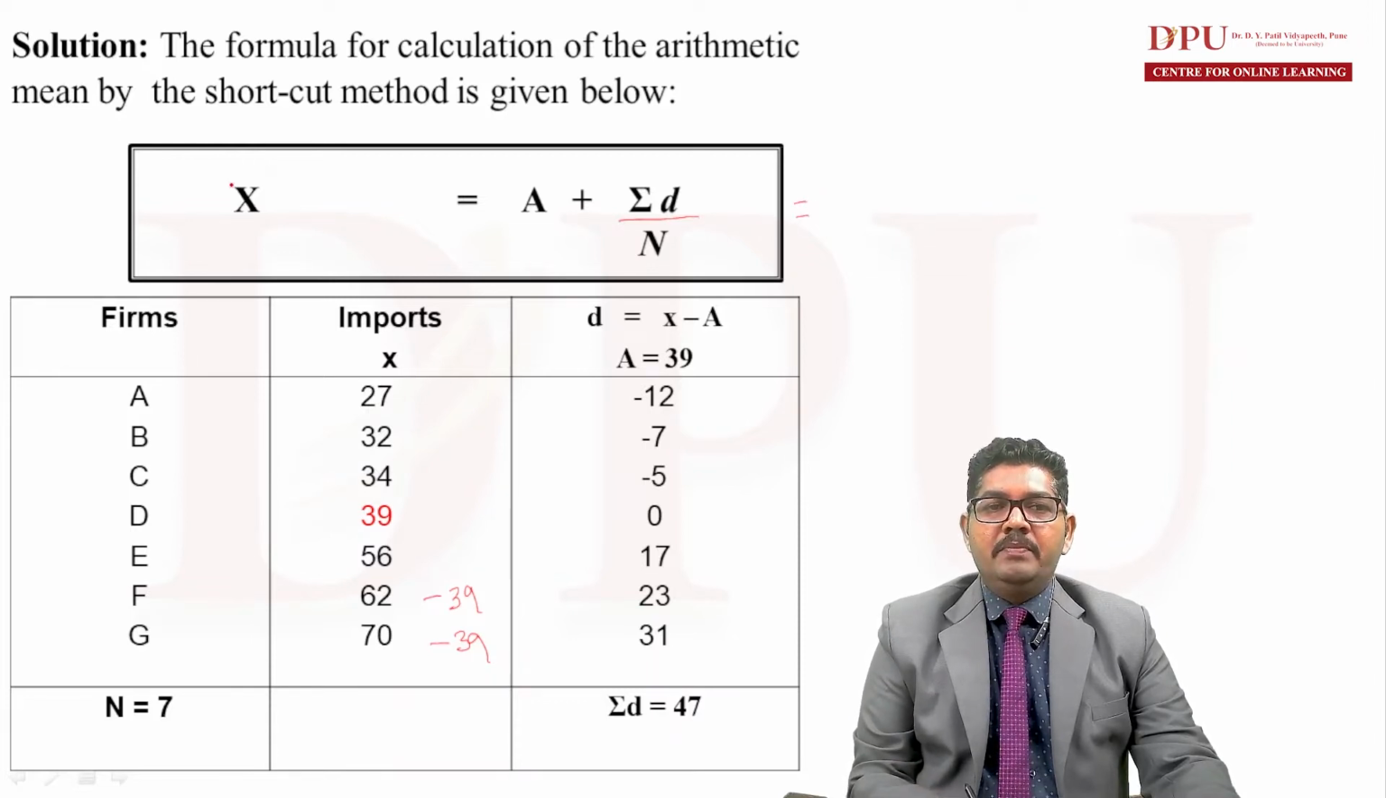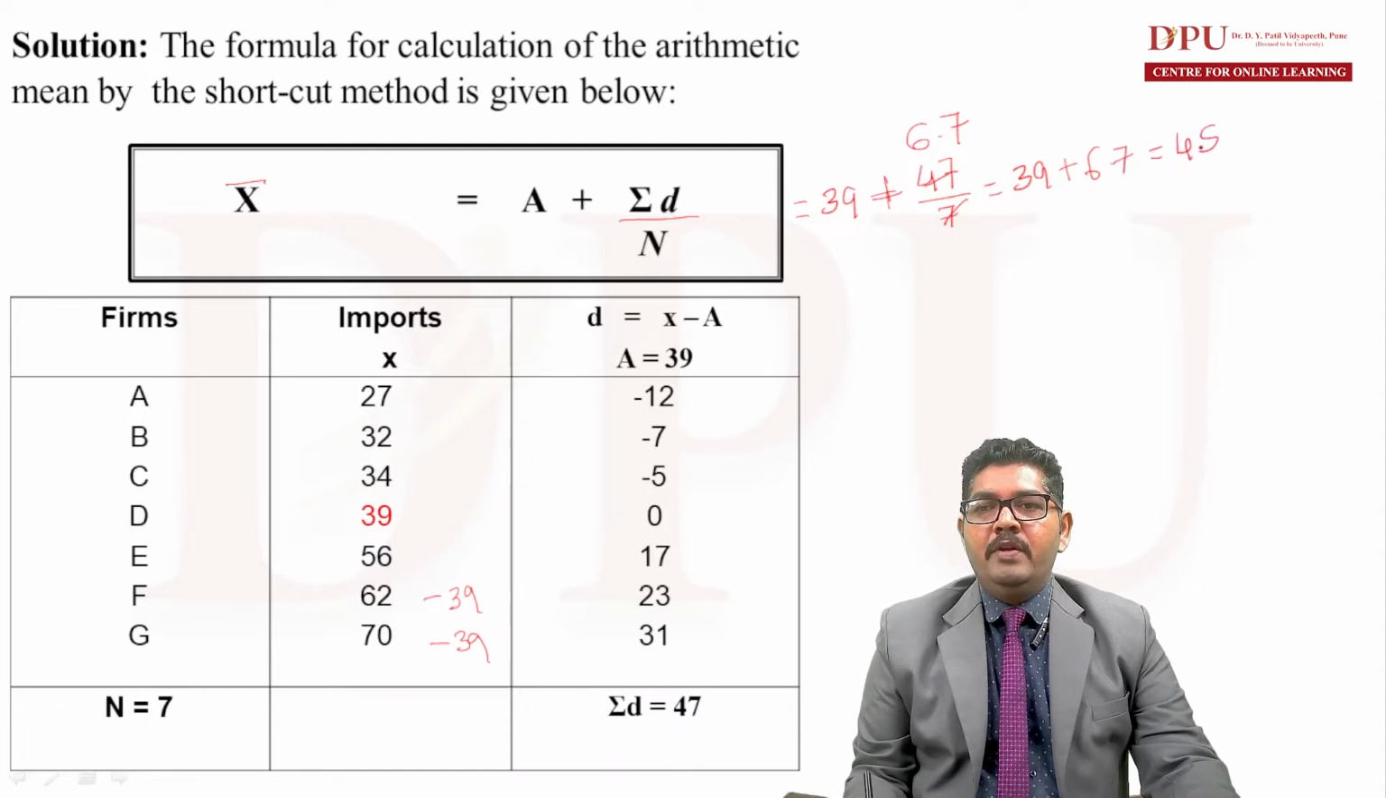So x bar is equal to assumed mean 39 plus summation of deviation, which is 47, divided by number of observations, 7. So this is equal to 39 plus 47 divided by 7. 6 sevens are 42, 7 sevens are 49. So 6 sevens are 42, 5 is the remainder. So this will be 6.7. So 39 plus 6.7 will be equal to 45.7.